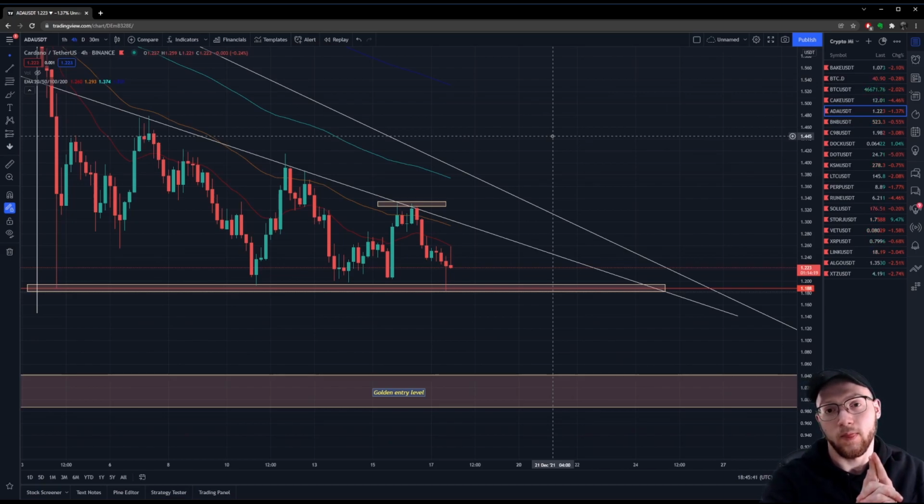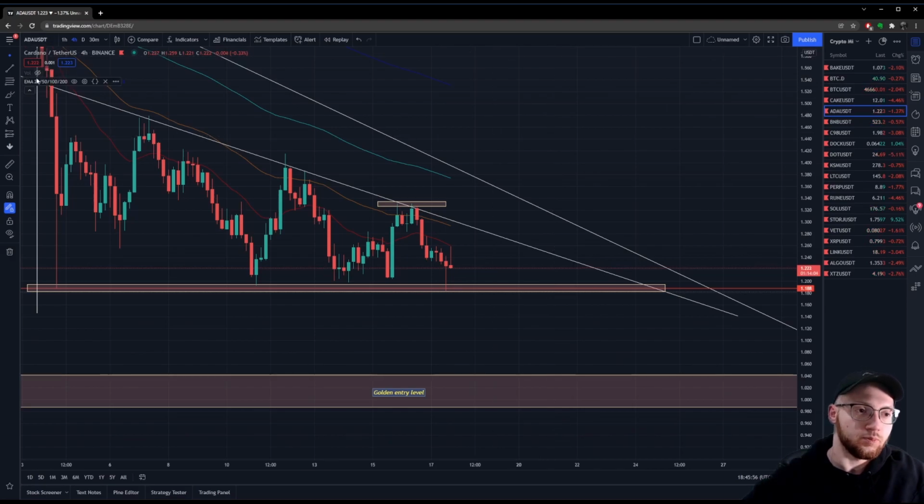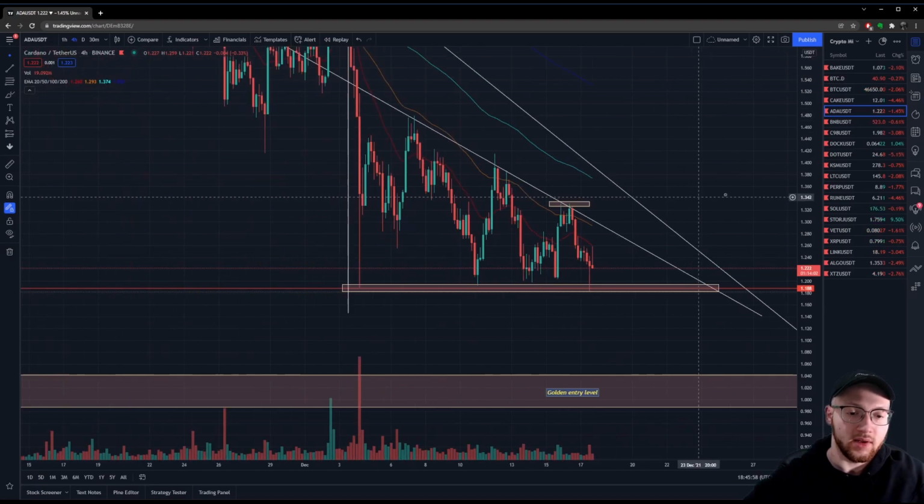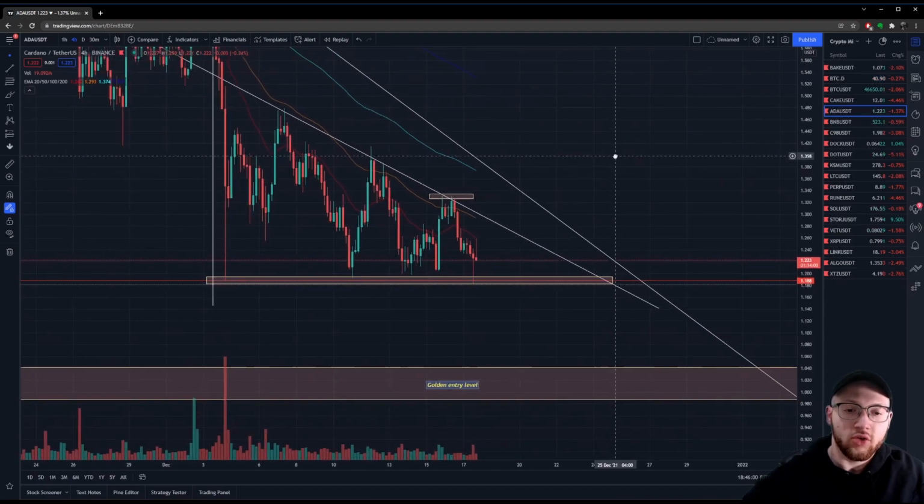So if we don't have any sign of reversal, if we have a strong sign of continuation pattern, it means that we are actually in a bad position.